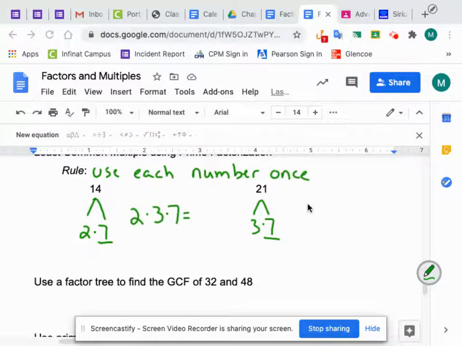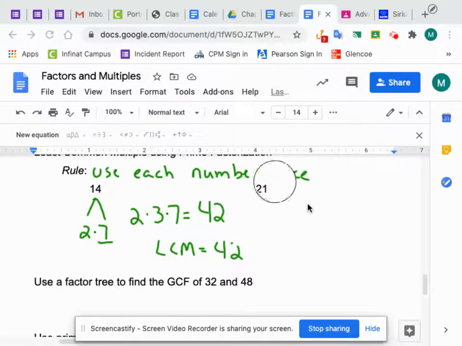2 times 3 is 6. 6 times 7 is 42. So the least common multiple equals 42. So that was like if we would have listed the numbers. If we would have done 14, 28, and you kept going, you would have to get to 42 before you found the smallest number that goes into both of them.